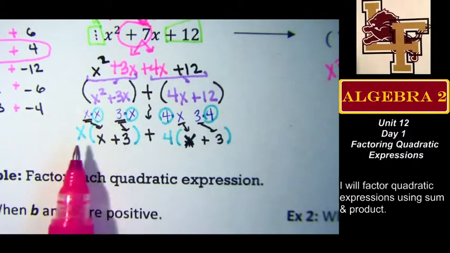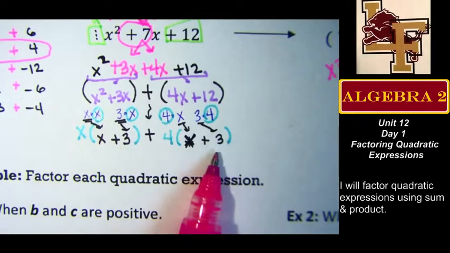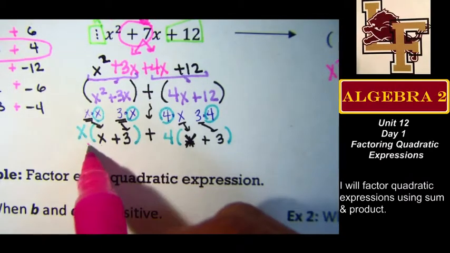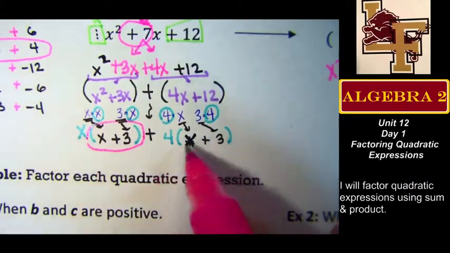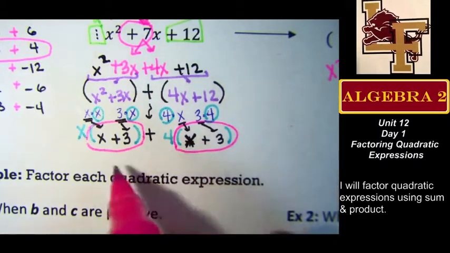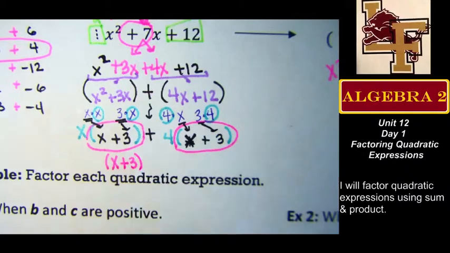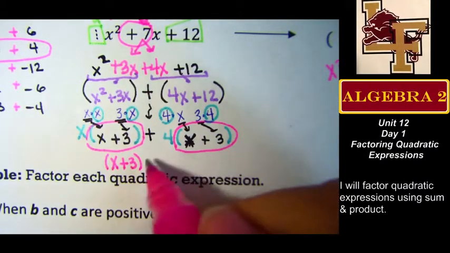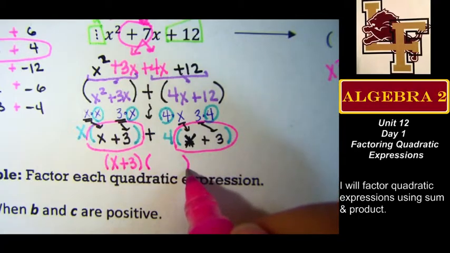I'm going to look at both of these terms and I'm asking myself, what do they have in common? They both have, as a group, x plus 3. And so I'm going to write that here in the parentheses because it's a group. Then I'm going to open up another bucket.